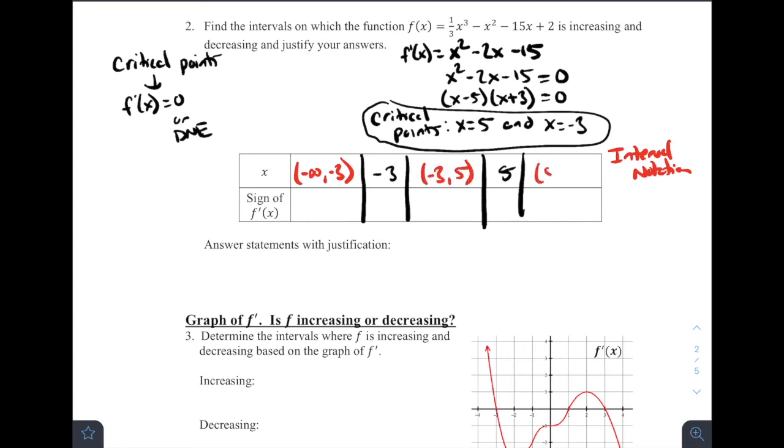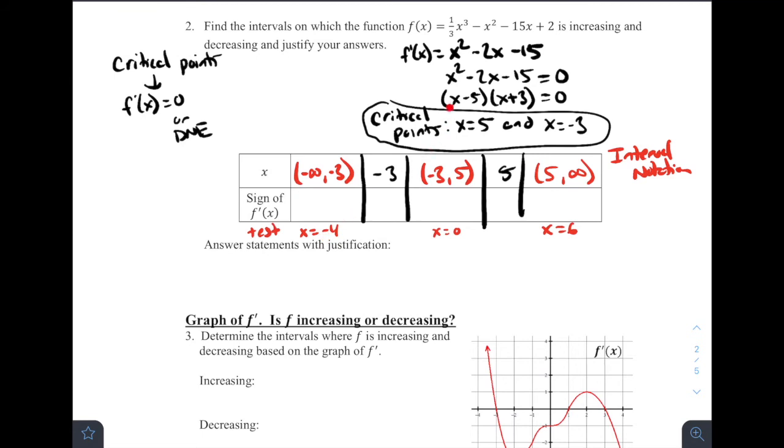And then larger than 5 would be 5 to infinity, like that. Similar to our previous ones, I want to think about some test points. So I'll do x equals negative 4, I'll do x equals 0, and I'll do x equals 6. And all I'm going to do is think about what would happen if I plug these x values into our derivative. And I'll think about the factored form.